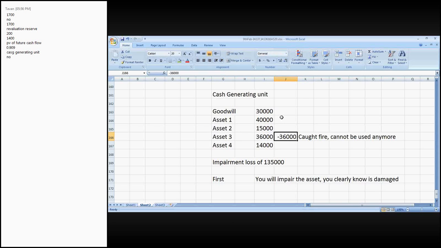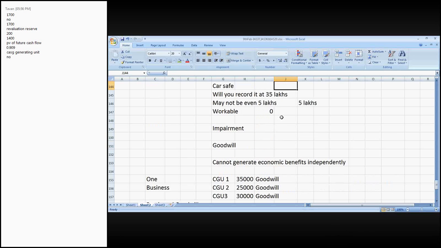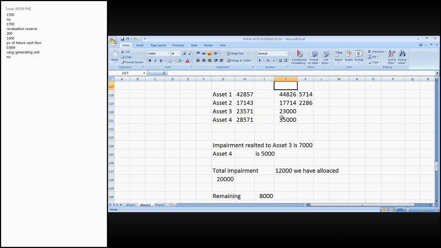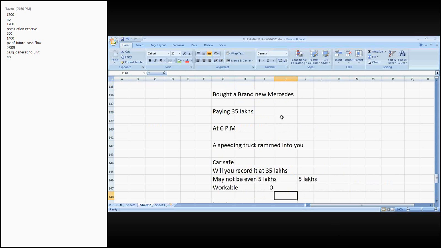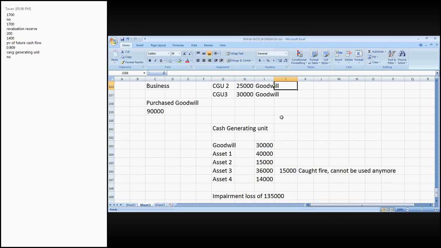If I clearly know that this has got impaired, or if I know that this has suffered impairment by a certain amount, say it suffered impairment by 15,000, so I'll allocate 15,000 to it, like I did previously. If I clearly know the impairment related to a particular asset, like asset 3, 23,000, asset 4, 35,000, first I'll allocate impairment to the asset I clearly know is impaired.